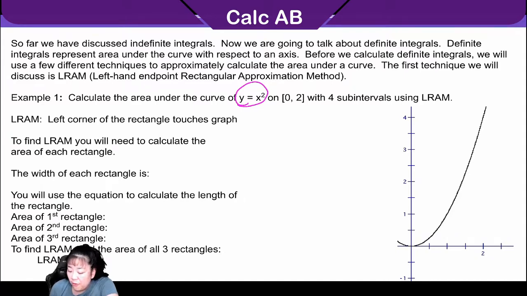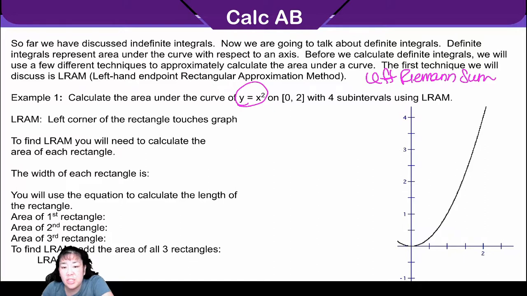All right, so we have our first approximation method, which is called LRAM. It is called the left-hand endpoint rectangular approximation method. Left Riemann sum is another way of putting it, just so that you know. What we're going to do essentially is find a bunch of rectangles and a bunch of areas, and then add them all up. What you need to know about LRAM is that the left corner of every rectangle is going to touch the graph.